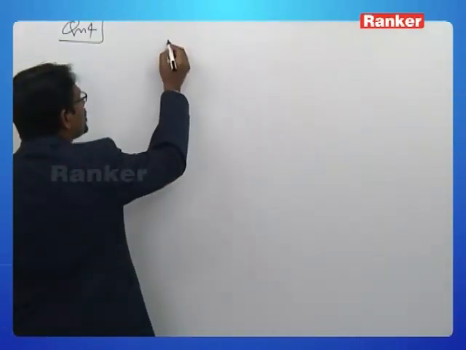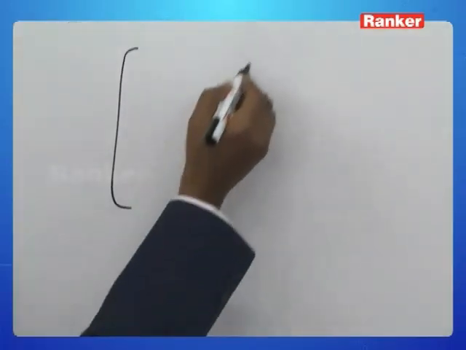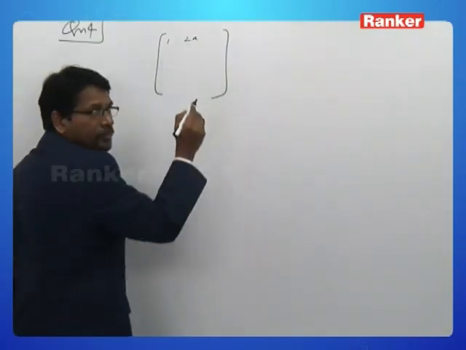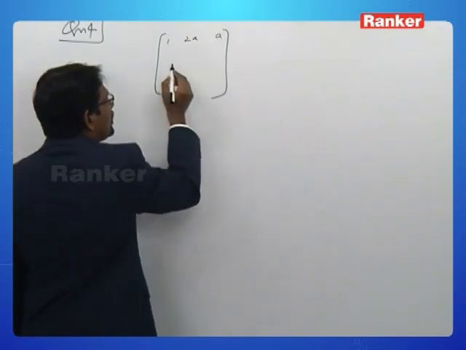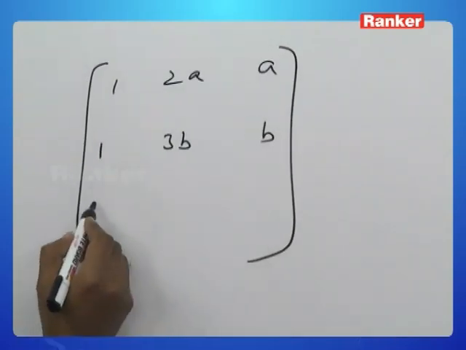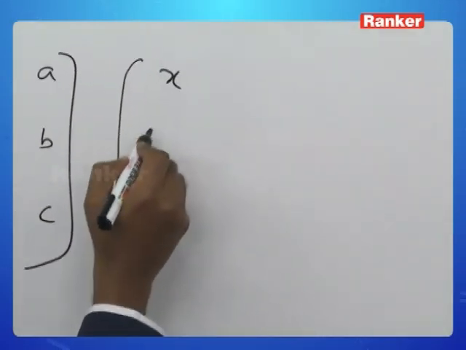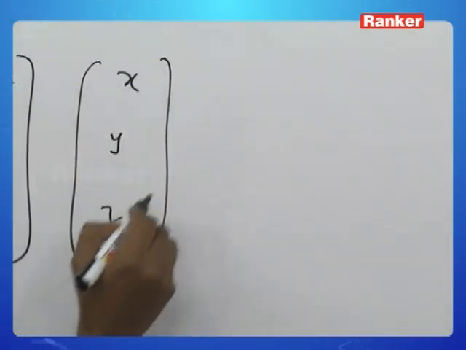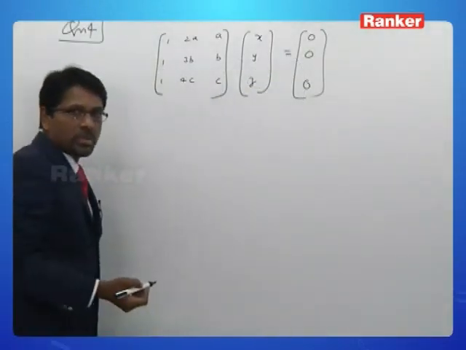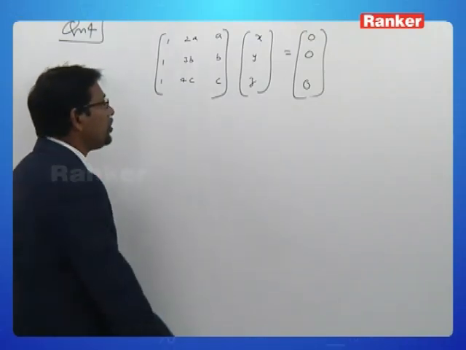Now we are given the system of linear equations; I'll put that in the matrix form. Here, 1, 2a, a, I'm writing the coefficient matrix A, and then 1, 3b, b, 1, 4c, c, multiplied by x, y, z equals the null matrix. This is the way we write the system of linear equations in the matrix equation form.